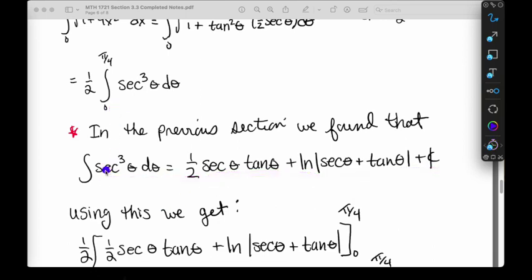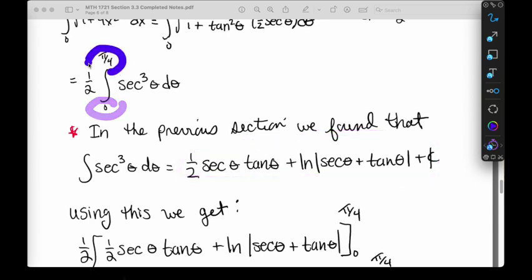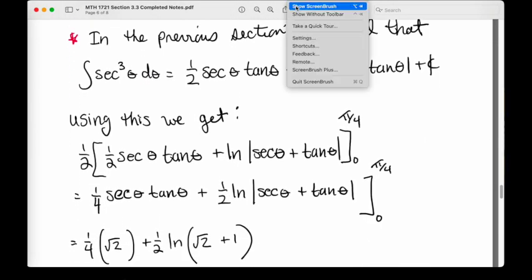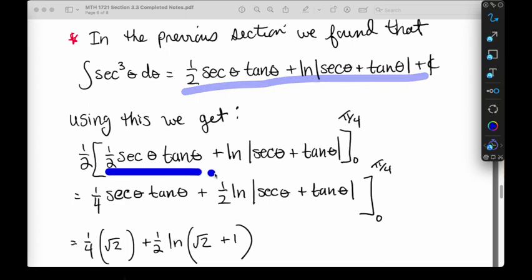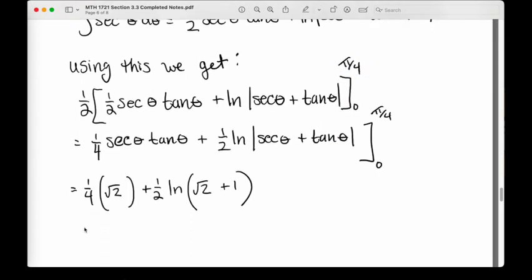So we want to now integrate this. We're going to evaluate this whole big expression from 0 to pi over 4, and remember to bring down that 1/2 in front. So we have 1/2, this big mess inside here, evaluated from 0 to pi over 4. When we do that, we're going to get 1/4 times the square root of 2 plus 1/2 times the natural log of the square root of 2 plus 1.